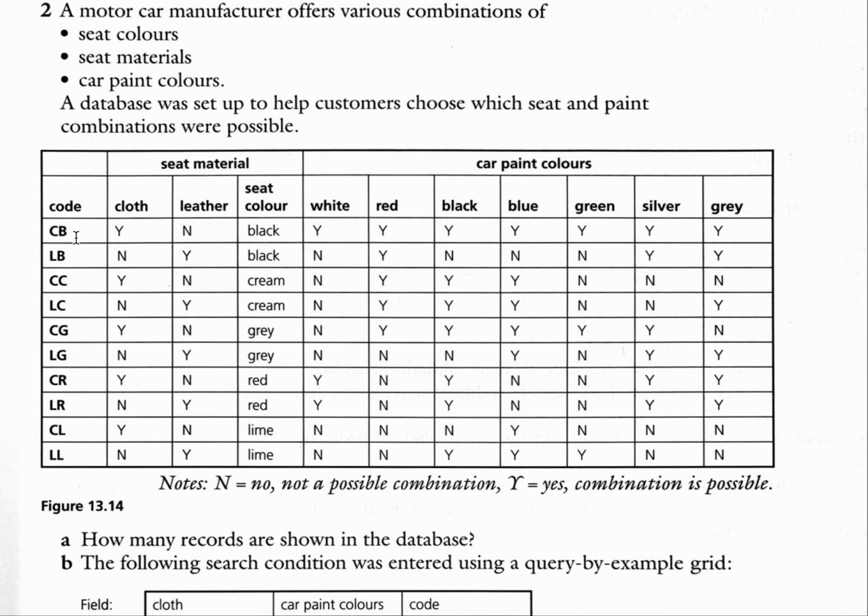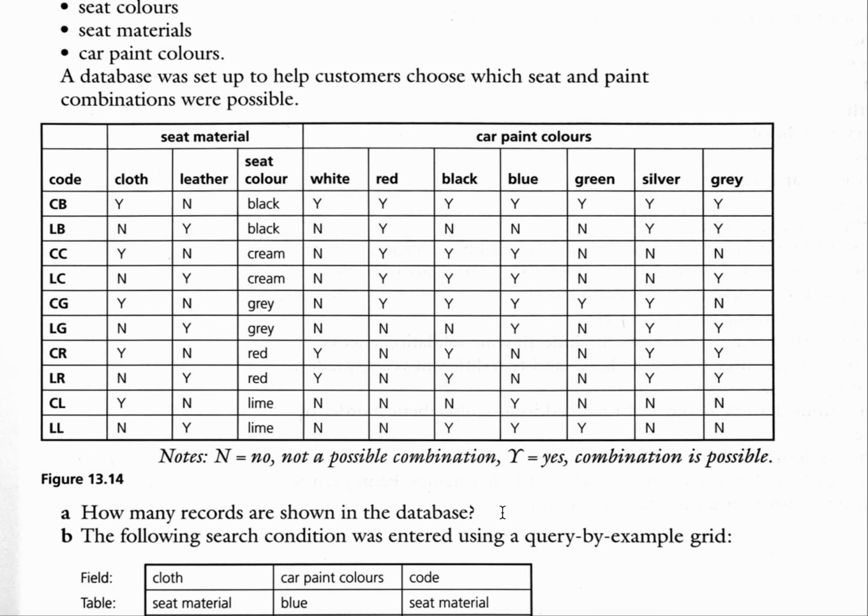A record is each row of information here. So a record is CB and all that information. A record of LB and all that information. CC and all that information. Each one of those is a record. So you just count: 1, 2, 3, 4, 5, 6, 7, 8, 9, 10. You have 10 records. So you just type in 10 records for that first answer.